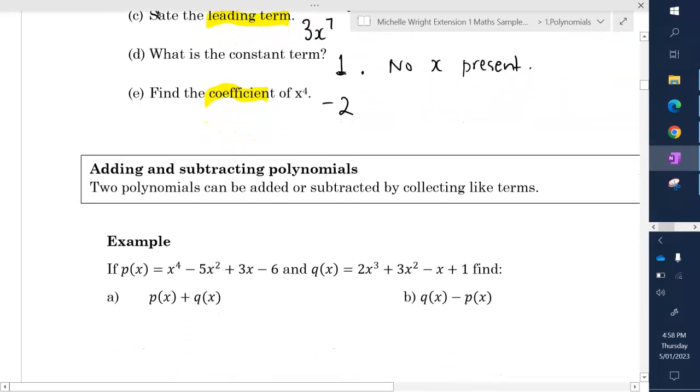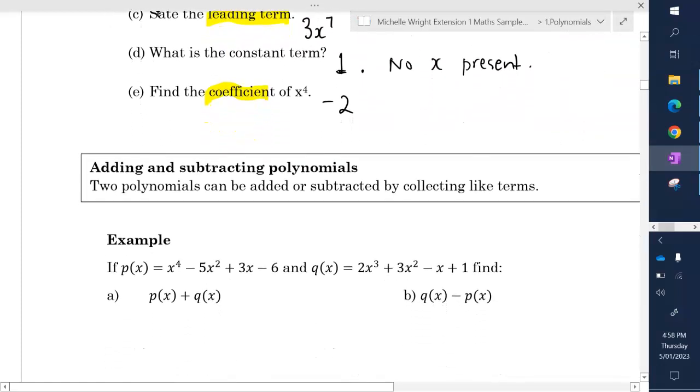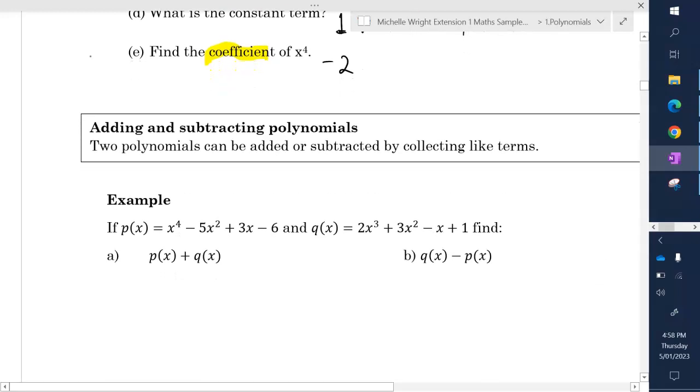But let's keep going. Adding and subtracting polynomials. 2 polynomials can be added or subtracted by collecting like terms. We're pretty good at this already. I want you to pause the video and have a go. See if you can come up with the answers there. We've got 2 polynomials here. P of x is this one here. Q of x is this one here.